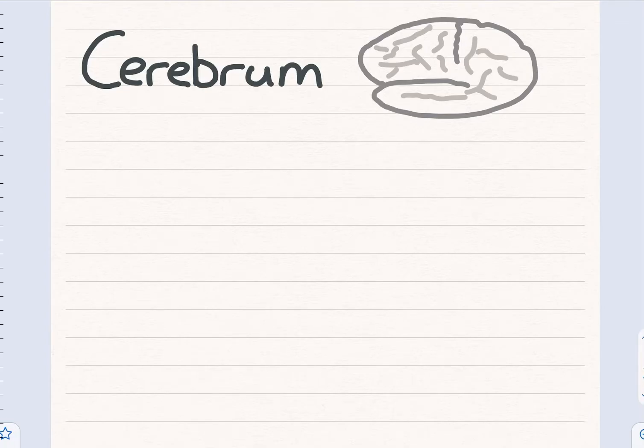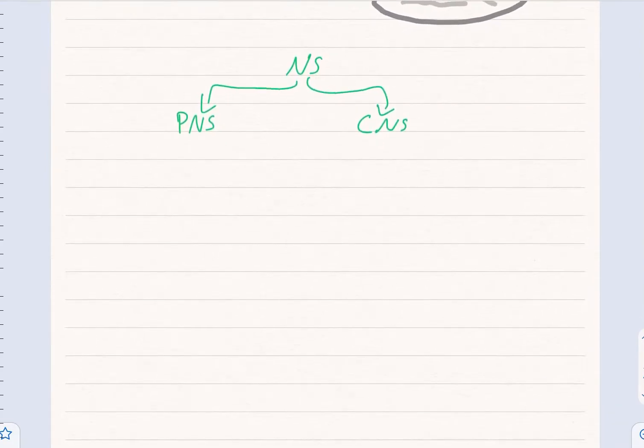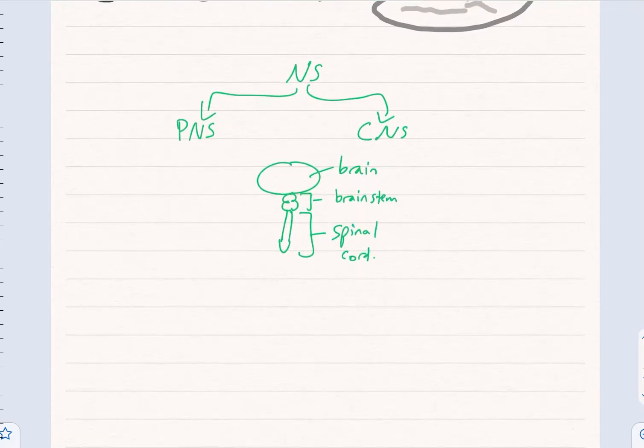So starting off very basic, what is the nervous system? The nervous system divides into two components: the peripheral nervous system and the central nervous system. The central nervous system is what we're interested in. This consists of your brain and spinal cord. The brain stem just links the brain and the spinal cord. The peripheral nervous system is basically the nerves that come out of the spinal cord. And this is our basic intro to what the central nervous system is.